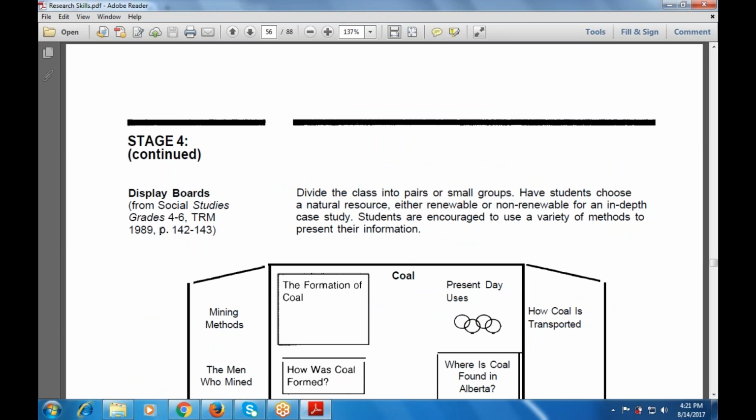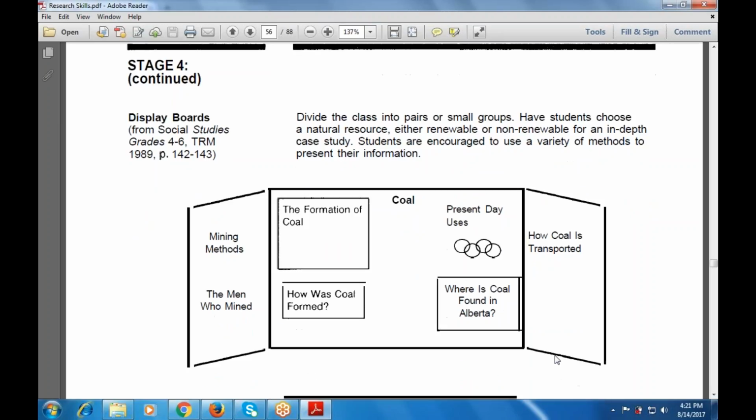The next is display boards. Divide the class into pairs or small groups and have students choose a natural resource, either renewable or non-renewable, for an in-depth case study. Students are also free to use a variety of methods to present whatever information they have.